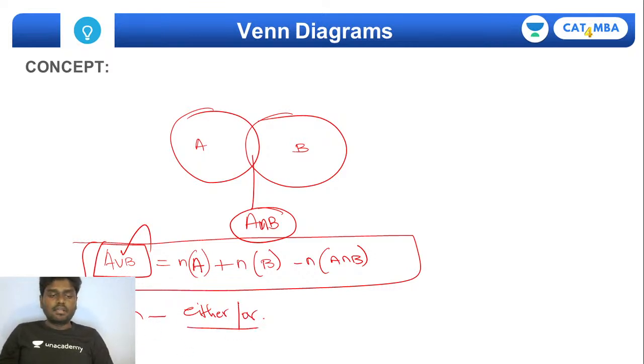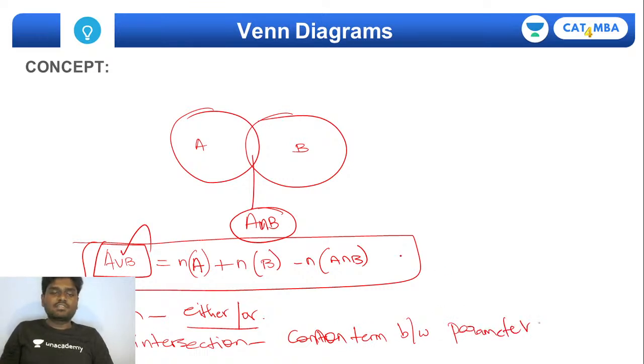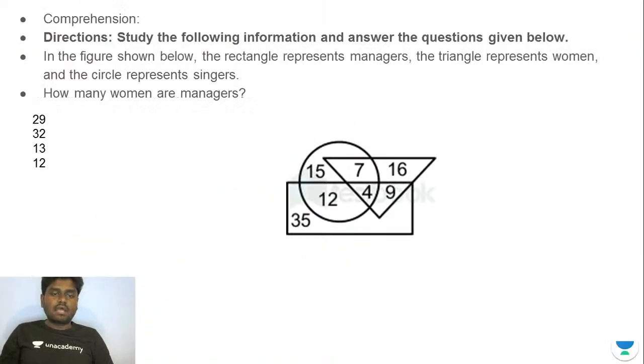But when it comes to intersection, that is nothing but the common term between the parameters, right? The common term between A and B. So this is actually the concept of A union and A intersection. And let me take you to the questions part so that while doing the questions, you can understand it much better.